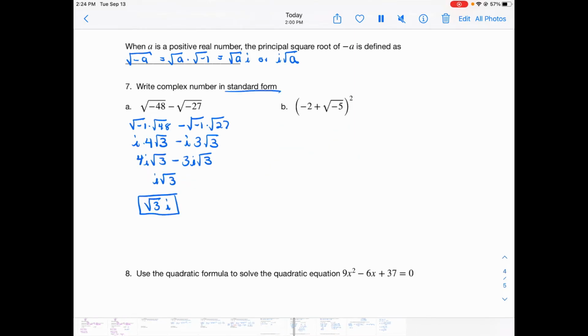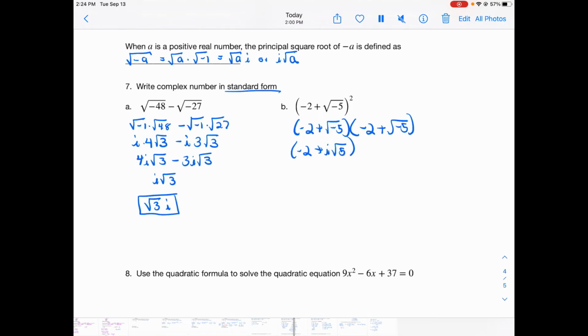Okay, hopefully you realize that negative 2 plus the square root of negative 5, squared, means I have to take this complex number times itself. So I'm going to start by rewriting my square root of negative 5 as i times the square root of 5, and I'm going to do this for both terms. And then I'm just going to do my distributive property. So first terms multiply together, my outer terms, my inner terms, and my last terms.